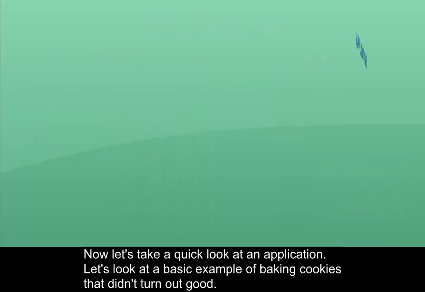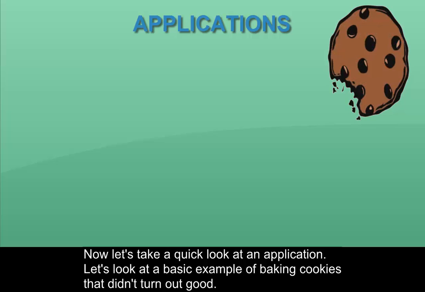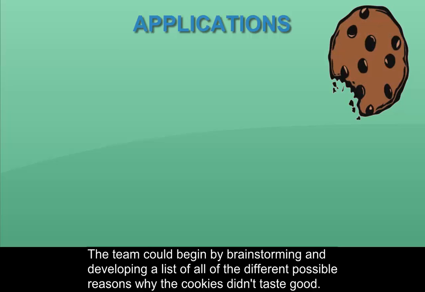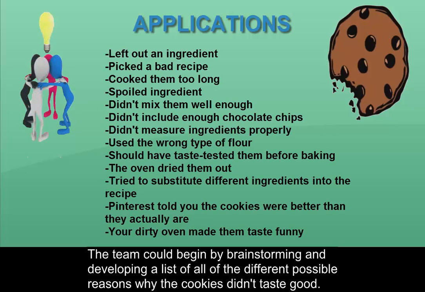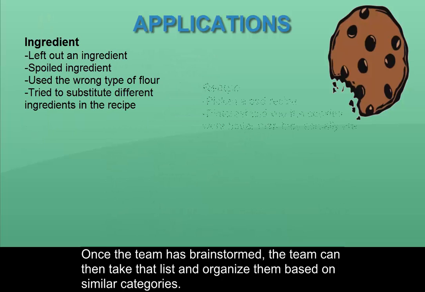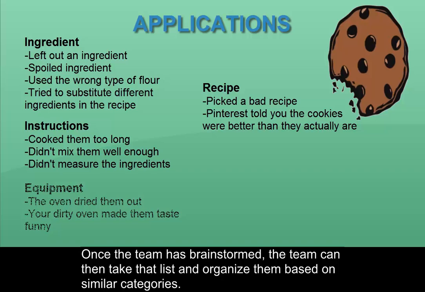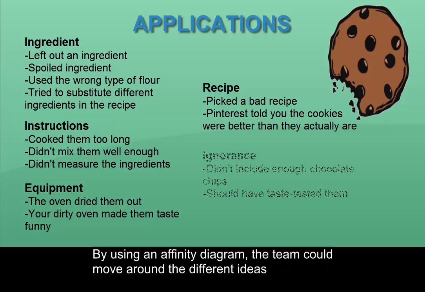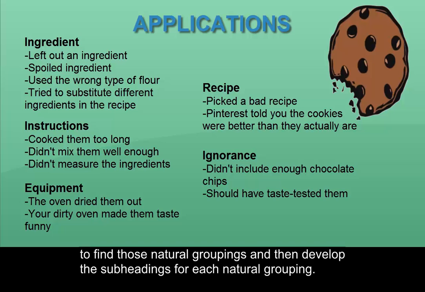So now let's take a quick look at an application. Let's look at a basic example of baking cookies that didn't turn out good. The team could begin by brainstorming and developing a list of all of the different possible reasons why the cookies did not taste good. Once the team has brainstormed, the team can then take that list and organize them based on similar categories. By using an affinity diagram, the team could move around the different ideas to find those natural groupings and then develop the subheadings for each natural grouping.